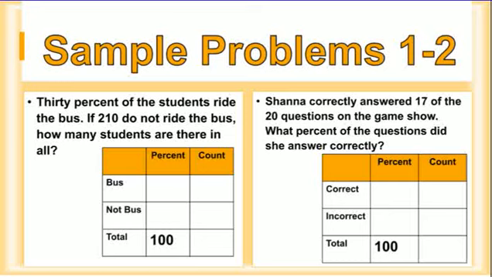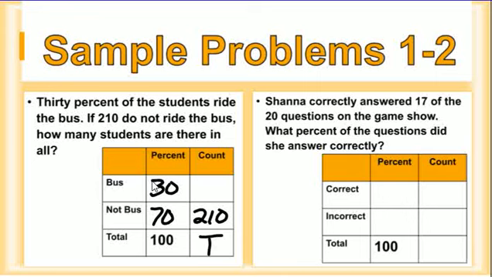30% of the students ride the bus. If 210 do not ride the bus, how many students are there in all? So percent in the one column, 30% ride the bus. So if I have 30% that ride the bus, that means 70% does not ride the bus. That gives us a total percent of 100. You got to make sure that the percents all add up to 100. And then the actual count. If 210 do not ride the bus, so I can put 210 here because 210 does not ride the bus. How many students are there in all? So I'm trying to find the total.